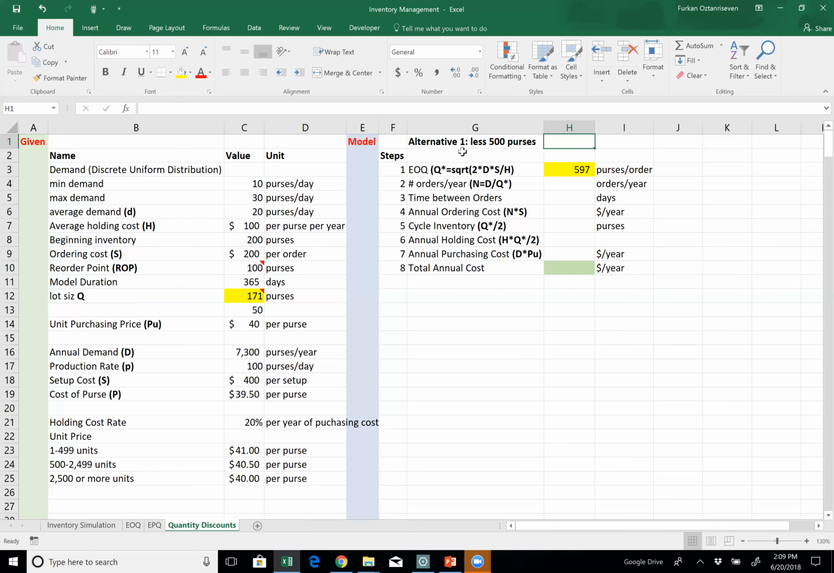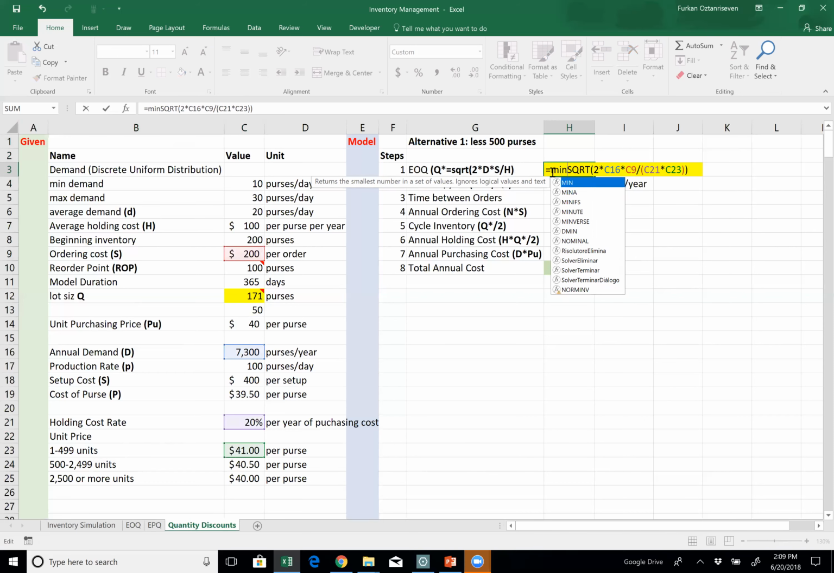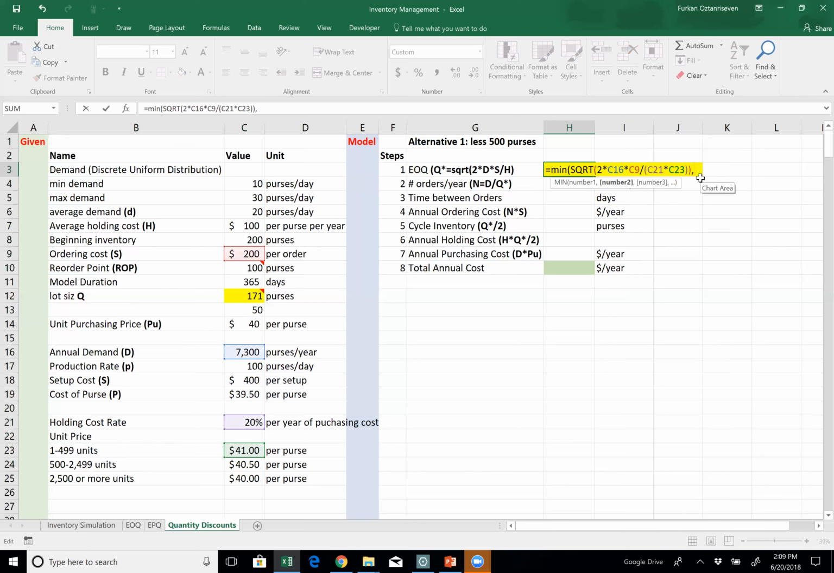So if I do that, then my economic order quantity here is 597, which doesn't make any sense. To make sure that this number doesn't violate the threshold that I have here, I will put this formula in a min function. Minimum of the number that I calculated based on my EOQ formula, comma, my upper bound, in this case 499. So this number should not get more than 500.